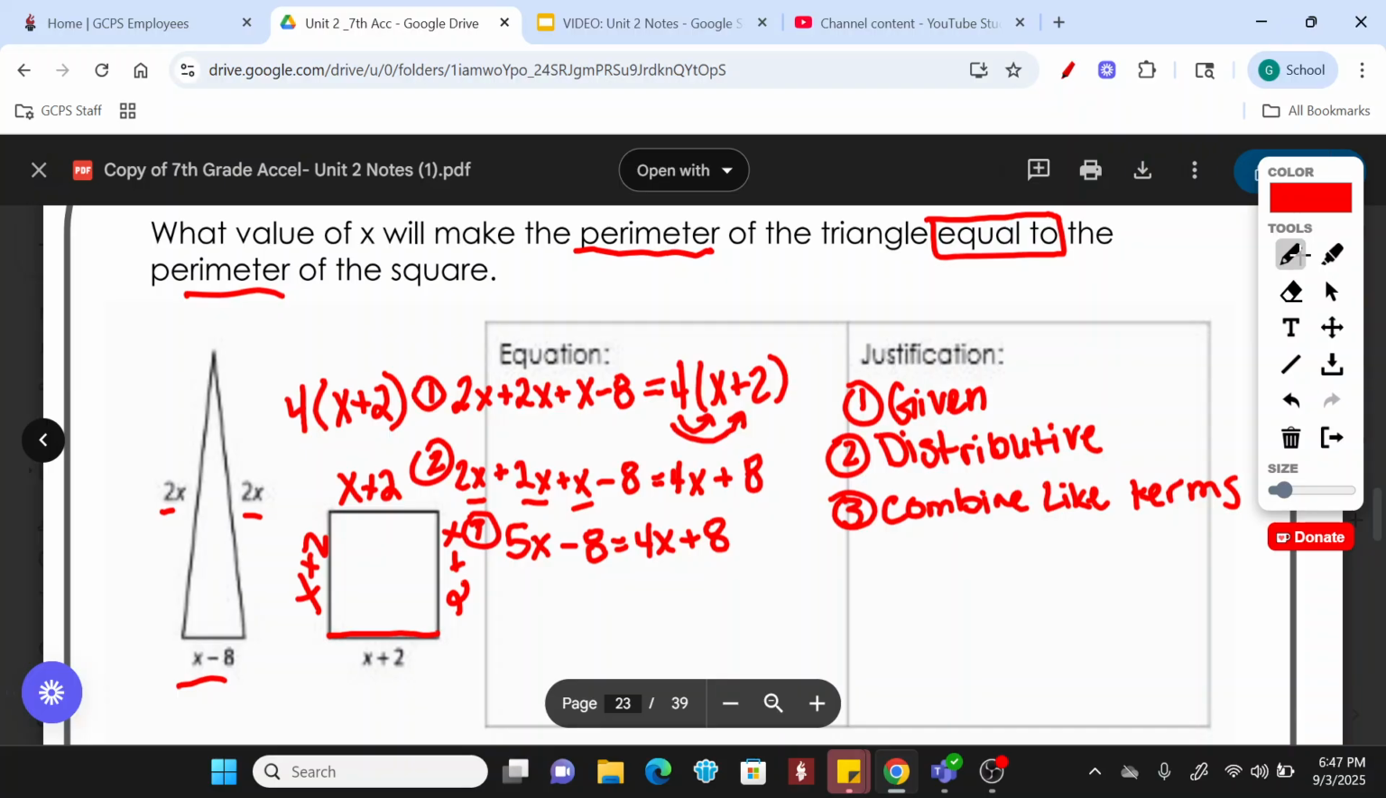All right. Next step, I need to move the smaller variable using the inverse to both sides. What's my smaller variable, 5x or 4x? 4x. What's the inverse of this 4x? Negative 4x. And so I need to subtract 4x from both sides.